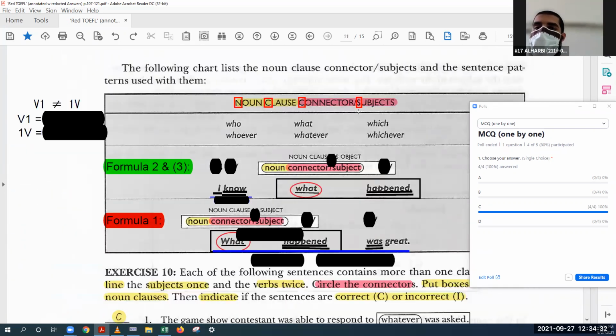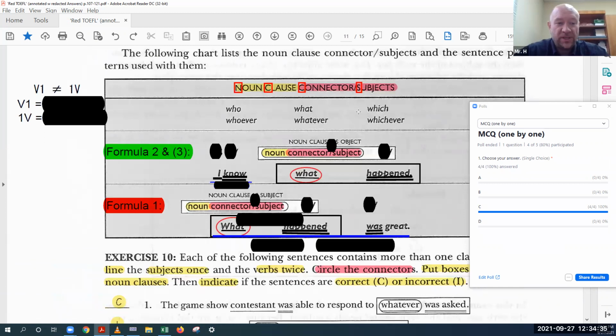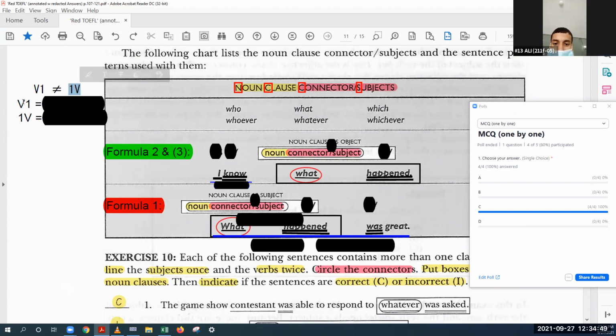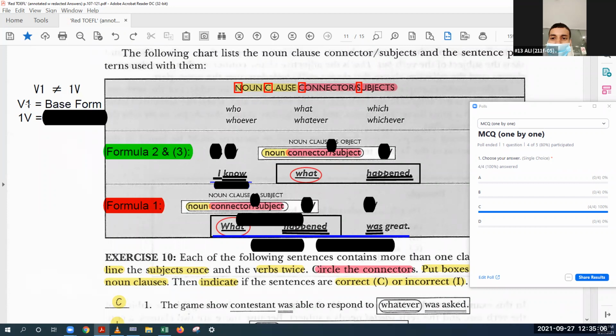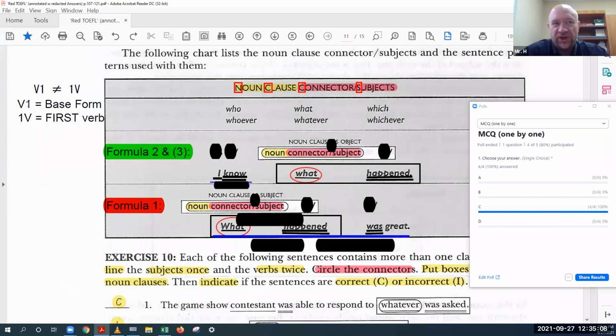Next page, let's take a look. How many connectors do you see, Ali? Noun clause connectors. 6. We see 6, okay? On the left, do you know the difference between this V1 and 1V? What is the V1? Verb 1. The base form. Yes. What is 1V? One part of it. First verb, okay? All right.